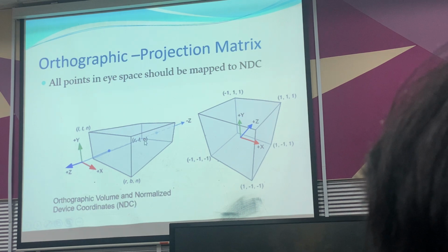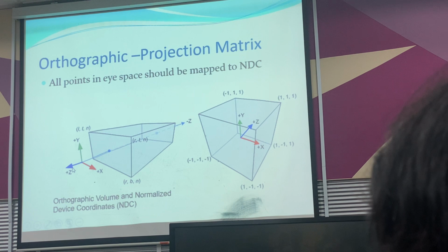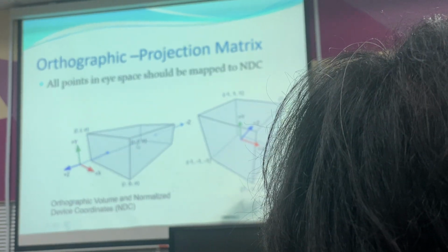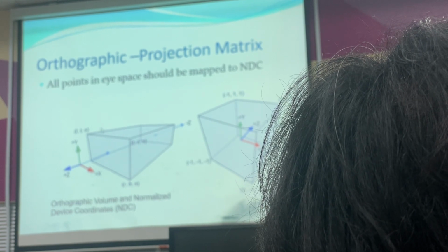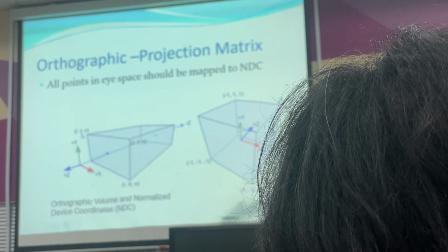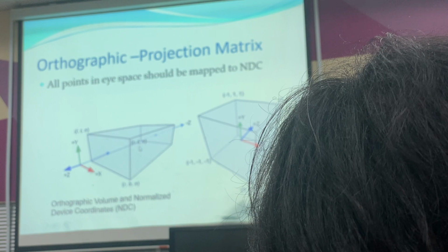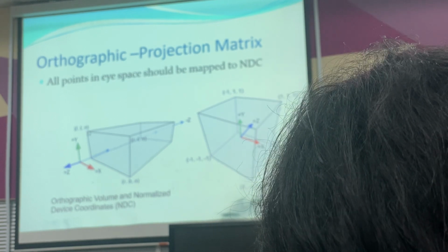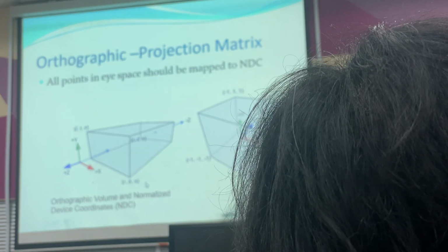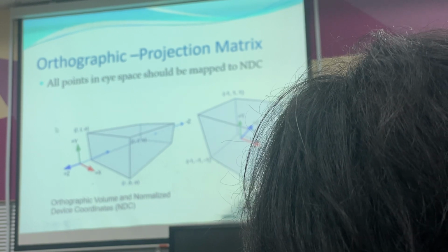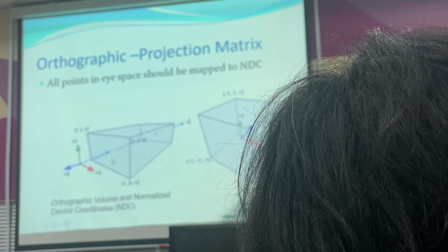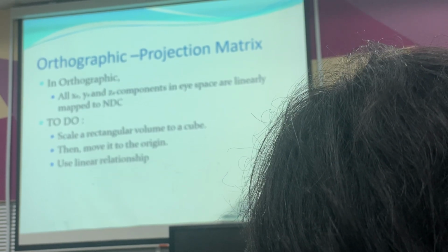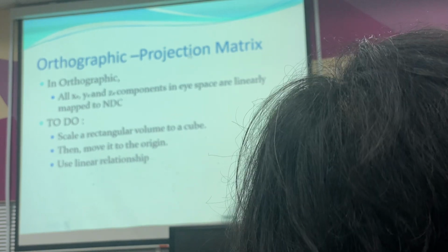So if you normalize the device, you will move your world frame out, translating along D in the negative Z, then it goes up. Here we have L, R, T, B, N, F: L is left, R is right, with -1 to 1. T is top and B is bottom. N is near and F is far. Currently left and right are -1 and 1, bottom and top are -1 and 1, and near and far are -1 and 1, which is the default one. So in orthographic, all the X, Y, Z components in the eye space are linearly mapped to the NDC.